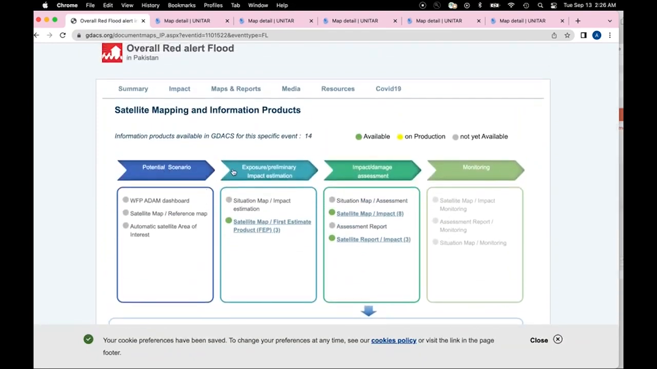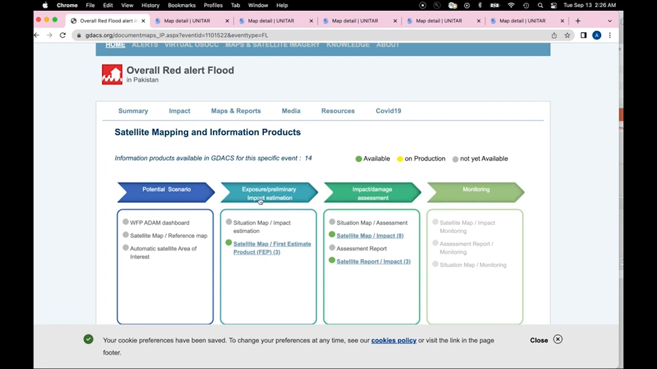You can look at exposure and preliminary impact estimates for this event, damage assessment. So as it becomes available, it is added to the website. So this is also a useful website to monitor and track flooding and other disasters.